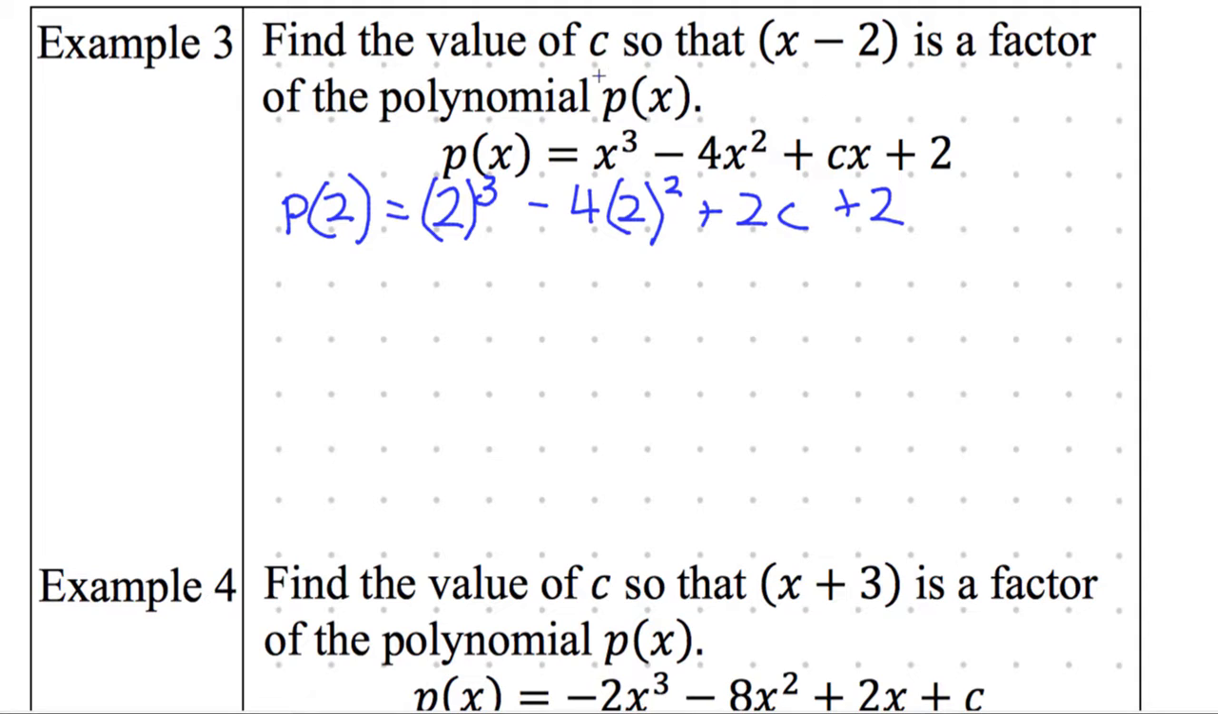We're going to solve for that c because we know that this thing needs to be equal to what? 0. Let's go ahead and write that down. This needs to be equal to 0 because this is the remainder by the polynomial remainder theorem.